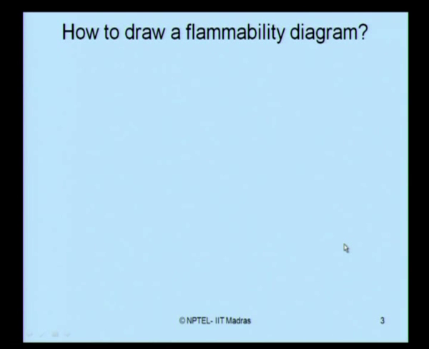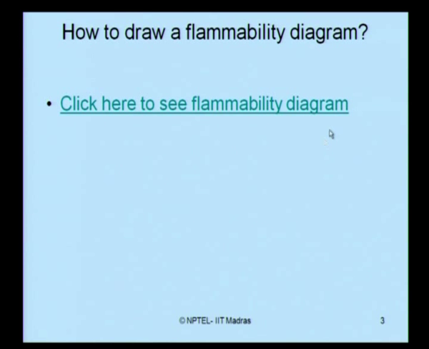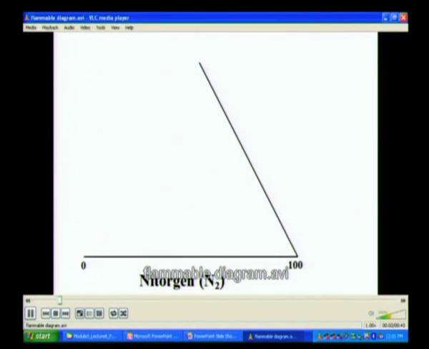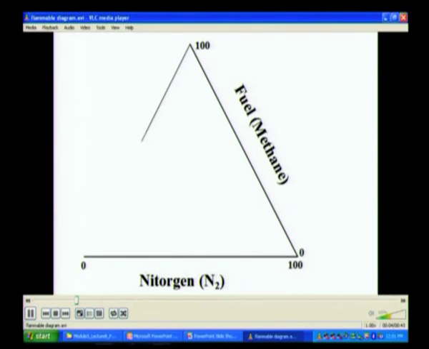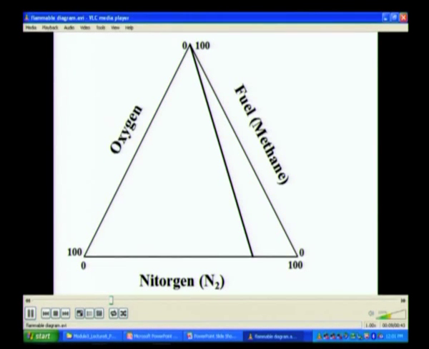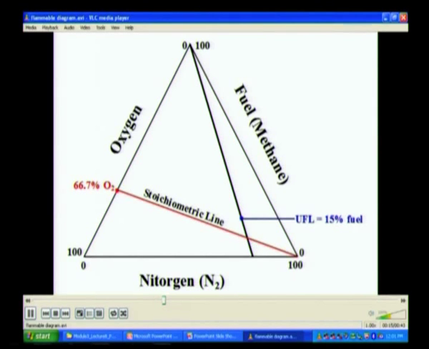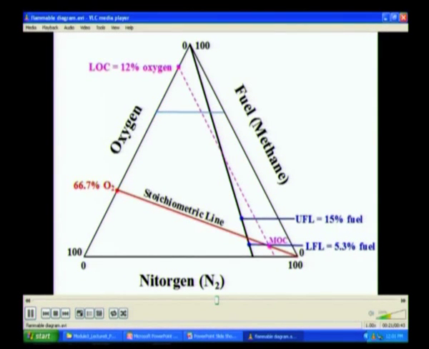Now let us see, interestingly, an animation of how to draw the flammability diagram. Here is the animation to draw the flammability diagram. So you draw the nitrogen arm, you draw the fuel arm, you draw the oxygen arm, you draw the air line, you locate the stoichiometric point, draw the stoichiometric line, locate the UFL and LFL on the fuel arm, mark LOC and draw the line and try to find what is the concentration of fuel in pure oxygen, join these points to get the boundary of the flammability diagram. So this region is what we call as flammable region.